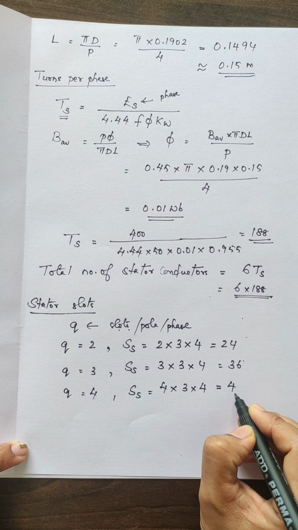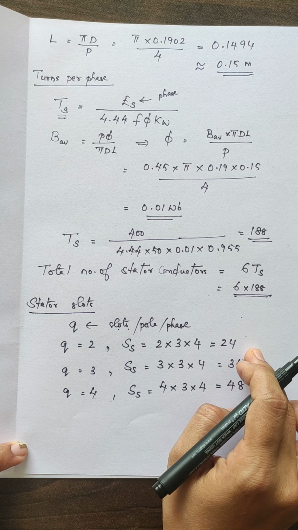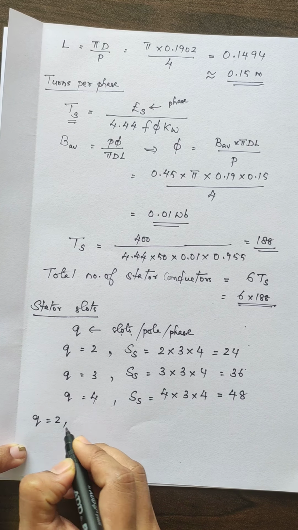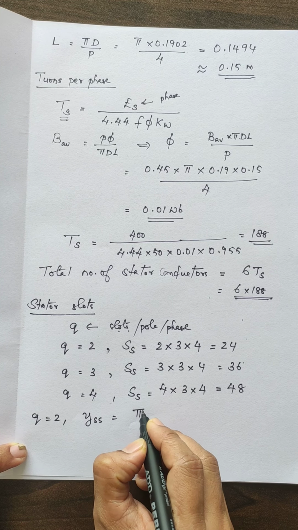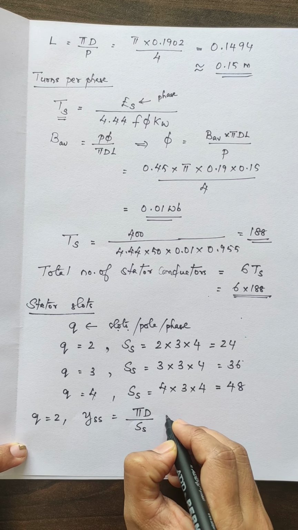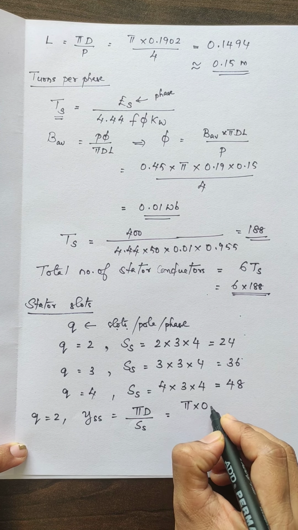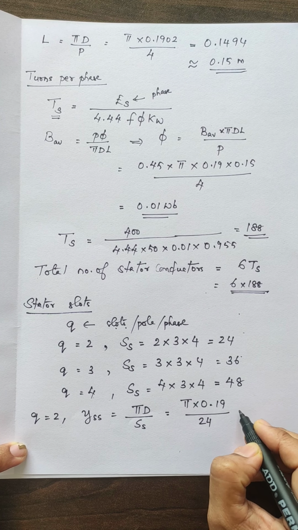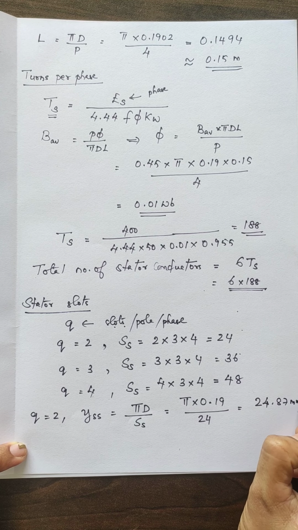It will be 48. Now corresponding to each of these cases, calculate the value of slot pitch. So with Q equal to 2, slot pitch becomes YSS equal to pi D by SS, which is equal to pi into D, which is 0.19, divided by 24. It will be some value, 24.87 mm.